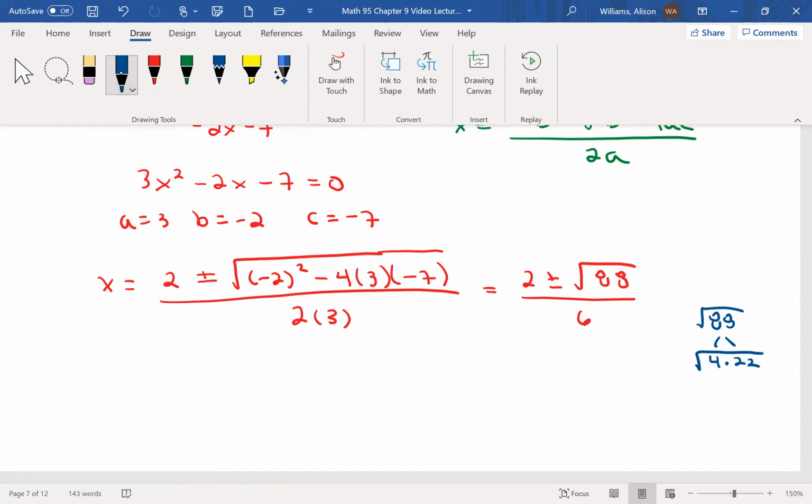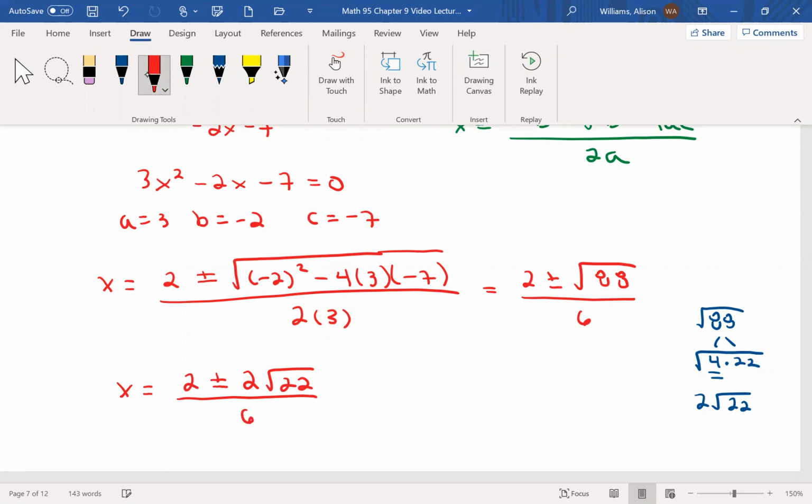And then the square root of 4 is 2. And then the square root of 22 is just going to stay under the radical. So 22 is going to stay under the radical. 4 is going to come out as 2. All right, so let me rewrite this. I have 2 plus or minus 2 radical 22 all over 6.